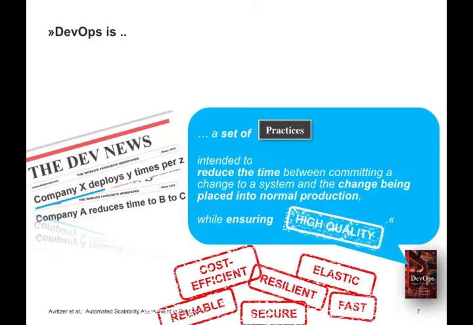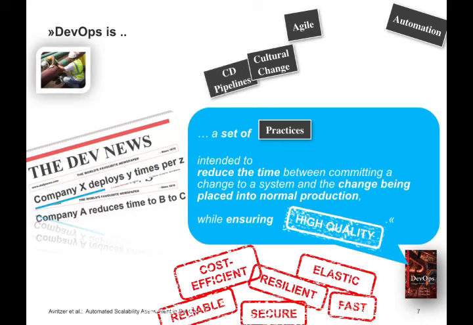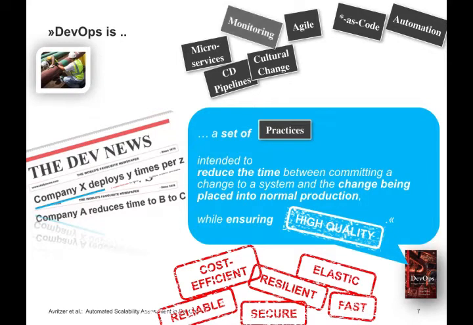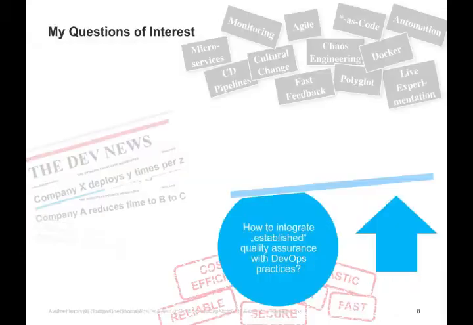DevOps is a set of practices intended to reduce the time between committing a change to a system and the change being placed into normal production, while ensuring high quality. Some of the practices used in DevOps are automation of development and testing, continuous integration, continuous development pipelines, microservices, production monitoring, fast feedback to developers, use of heterogeneous technologies, agile methods, and many other technologies.